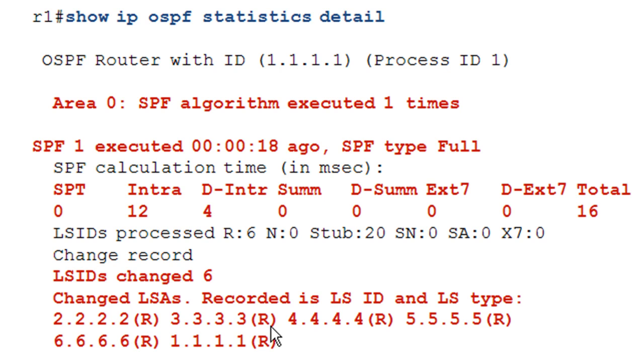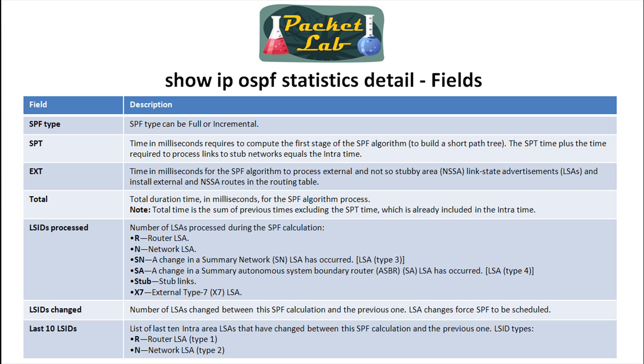And then the R there means that the type of LSA was router, which is LSA type 1. So you get quite a bit of information in here. It's a little more detailed than the show IP OSPF statistics command. And again, this slide is for your reference. It shows all the different fields.